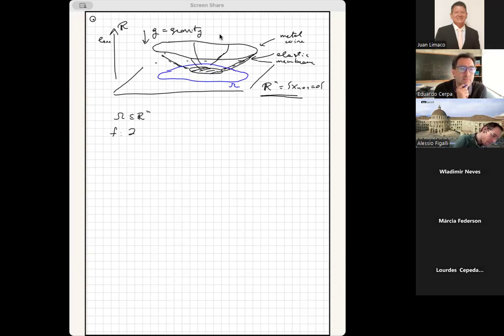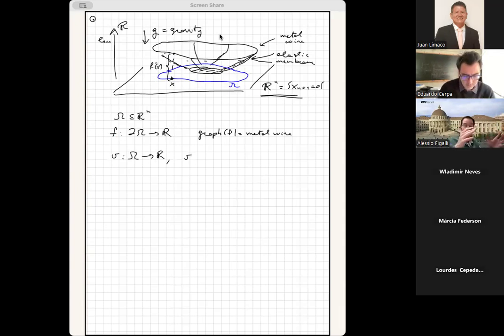Now I have a function f from the boundary of omega into R, so that the graph of f is my metal wire. So the f here is defined on the boundary. So this is x, and this one is f of x. And then what you do, you look at elastic membranes attached to the wire. So you have functions v from omega into R, where the graph of v represents this elastic membrane. So v will be non-negative because my membrane is not allowed to cross the plane Rn. And then v on the boundary is equal to f. This means that my membrane is attached to the wire. So it's the boundary condition.